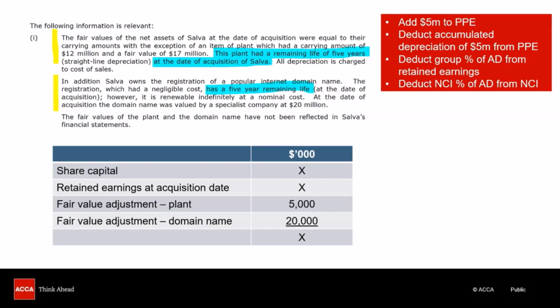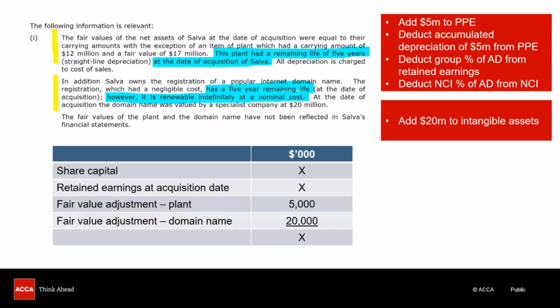With respect to the domain name, also they have provided us with the remaining life, and the question says that it is renewable indefinitely at a nominal cost. So we are going to add 20 million to the intangible assets, and we are not going to have an impact with respect to the impairment or the amortization. In such cases, when we have an indefinite useful life with respect to an asset, we are going to test it for impairment annually.